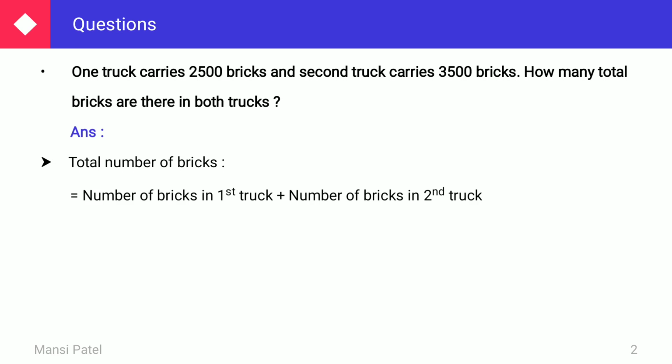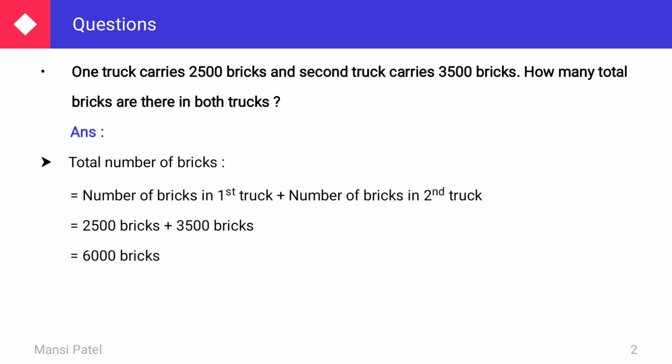Now first truck carries 2500 bricks, plus how many bricks does the second truck carry? Second truck carries 3500 bricks, so just add 3500 bricks. Now do the total. In ones place and tens place they were given 2 0, so just put 2 0. Then in the hundreds place 5 plus 5 is 10, 1 carry. So 3 plus 2 is 5, and 5 plus 1 is 6. So we can say that the total number of bricks is 6000 bricks.